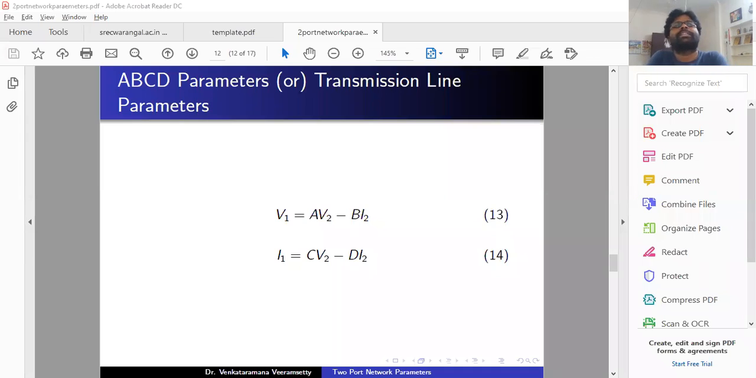So now see, generally we have a doubt. In the previous case, when we discussed the Z parameters or Y parameters, for Z parameters we are using V1 equal to Z11 into I1 plus Z12 into I2. Similarly, for Y parameters we are using I1 equal to Y11 into V1 plus Y12 into V2. In that case we are using the plus symbol, but here we are seeing the minus. That is one of the differences between the ABCD parameters and the remaining parameters.